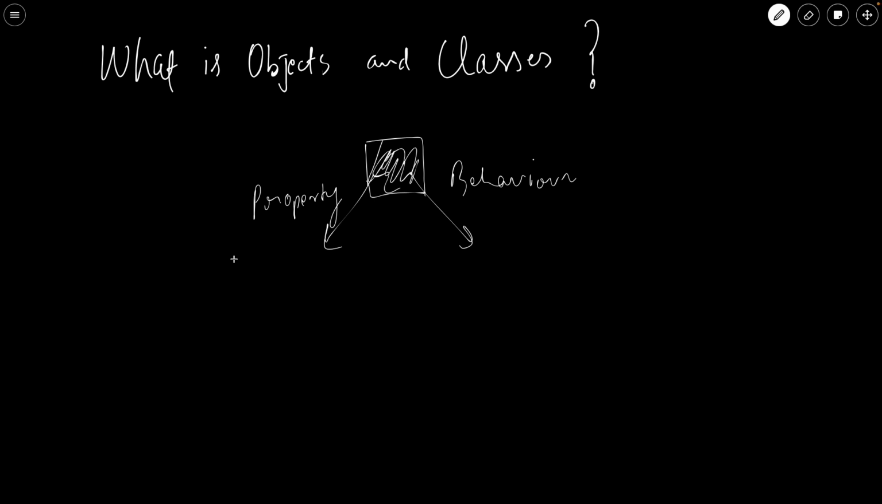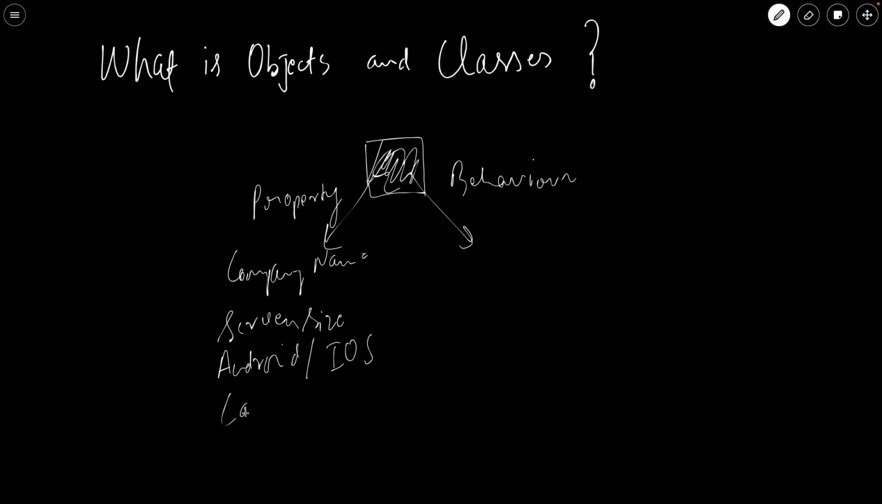It could be the company name, the screen size. Screen size is again a property of a mobile phone, and either it is Android or iOS, that means the operating system. And what else could it be? The megapixel of the camera. So camera megapixel can also be a property of this phone. So these are the things that can be considered as properties.